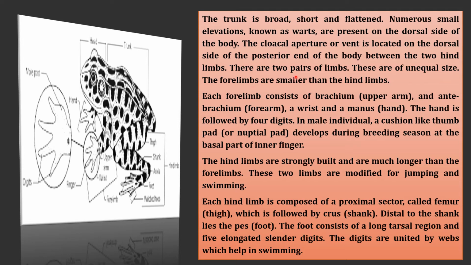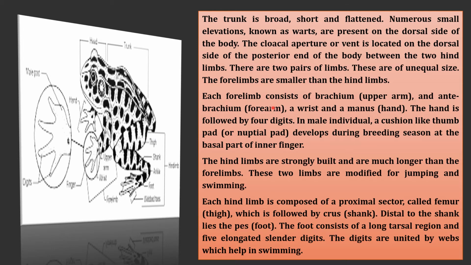This is a very important characteristic of a toad. Please remember this. The forelimbs are smaller than the hind limbs. In case of male and female both, forelimbs are smaller. You can see forelimbs are smaller than the hind limbs.